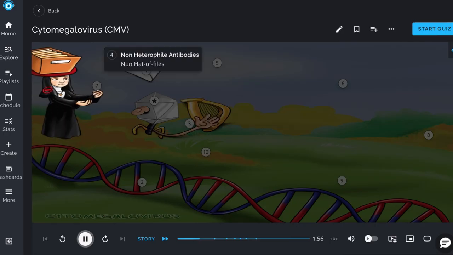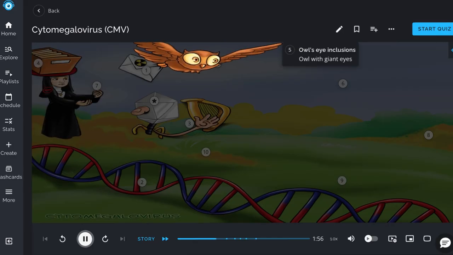When diagnosing cytomegalovirus, remember that unlike Epstein-Barr virus mononucleosis, cytomegalovirus mononucleosis shows non-heterophile antibodies, the non-hadophiles, and thus, patients have a negative monospot test. On microscopy, visualization of owl's eye inclusions in a cell, the owl with giant eyes, is highly specific for cytomegalovirus infection and can aid in disease diagnosis.